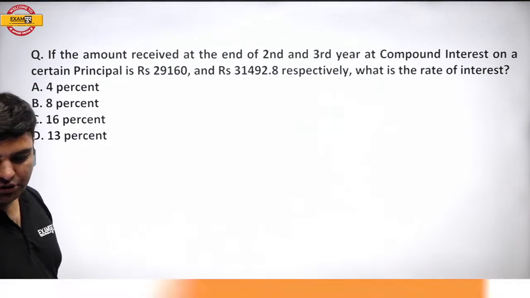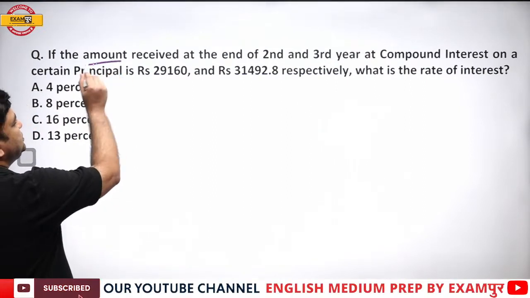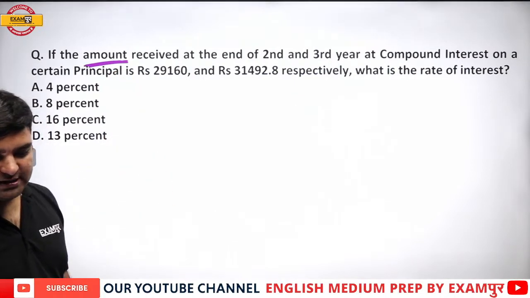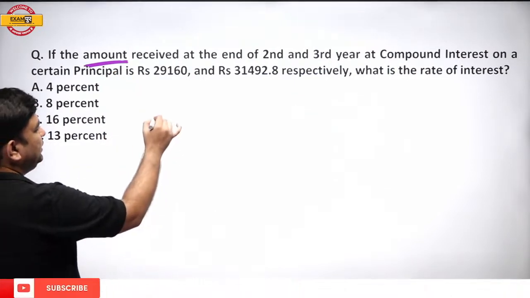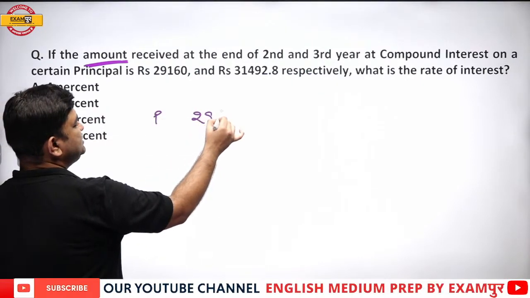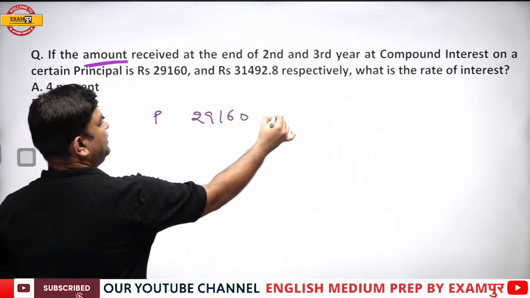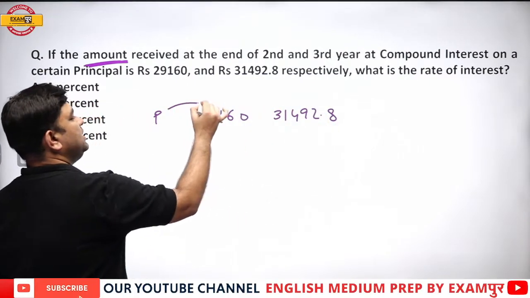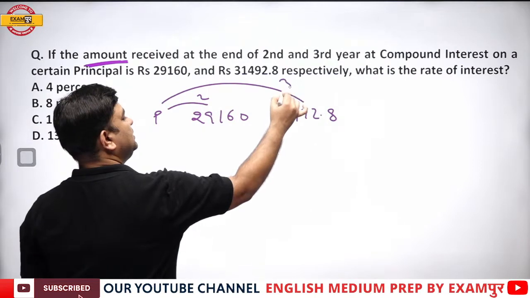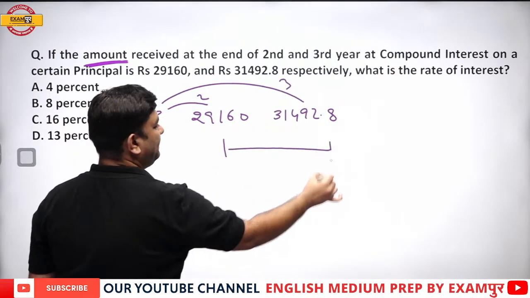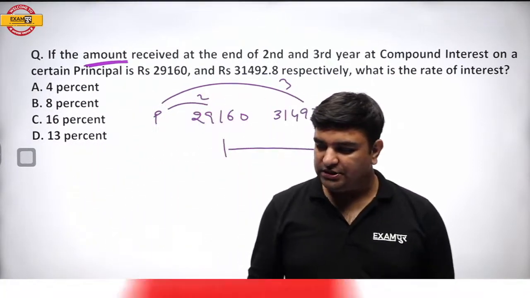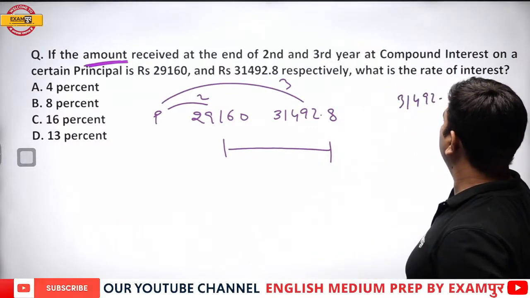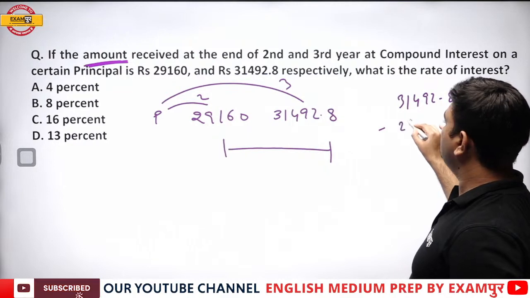This is a question of amount, which sometimes becomes the easiest question. P becomes 29160 in 2 years, and it becomes 31492.8 in 3 years. So in 1 year it has changed from 31492.8 minus 29160.